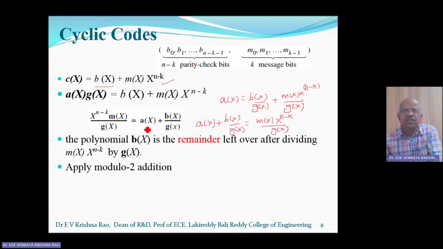So this is the ultimate thing, where m of x multiplied with x power n minus k, which is being shifted right, by dividing with the generator polynomial, we get the remainder. This is the quotient and this is the remainder. B of x is the remainder. If you find this remainder, you can just add the remainder to the product of m of x and x power n minus k.